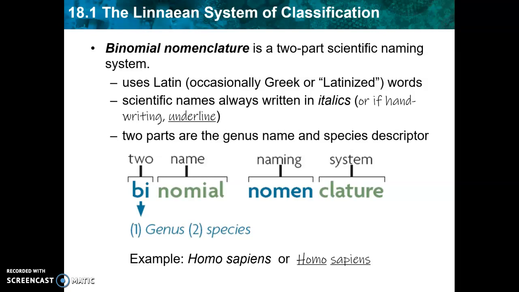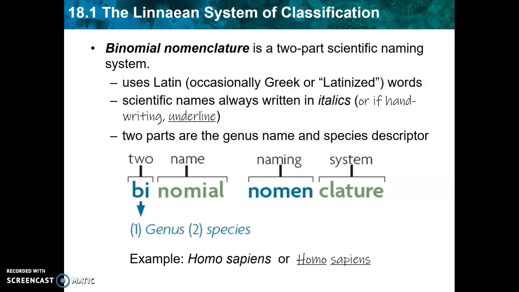And that scientific name is always going to have 2 parts. That's where the term binomial nomenclature comes from. You can see, obviously, each part is defined here. Bi meaning 2. Nomial meaning name, nomen, naming. Clature is a system. So binomial nomenclature is a 2-name naming system. Name number 1 is the name of the genus, and name number 2 is a word that is more descriptive for an individual species.